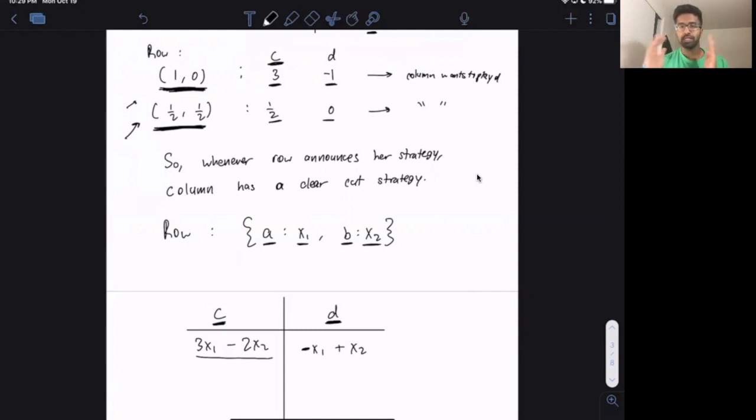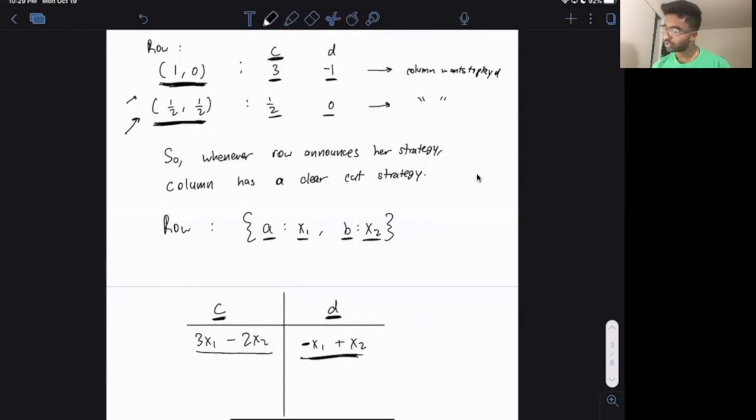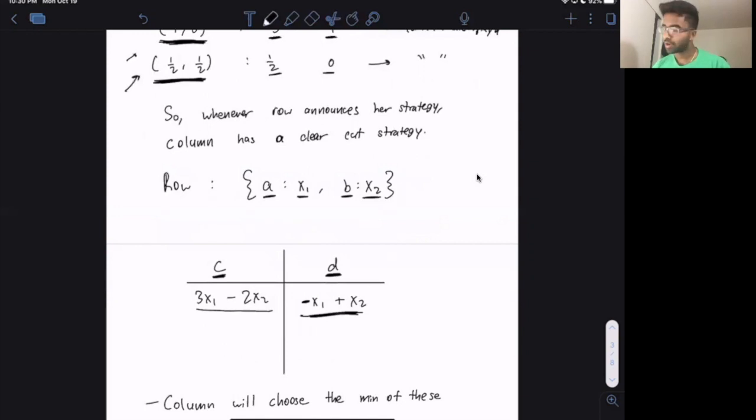And the reason why I'm viewing this in a sort of binary context, it's not like column's going to play option C with 1/2 probability and D with 1/2 probability, is that depending on these two values, column is going to choose whichever one's smaller, right? Because column wants to minimize the expected payoff. So it's going to choose whichever one of these is smaller. So I made that point here. Column is going to choose the minimum of these. But yeah, so the expected payoff of the game is going to be either this or this.